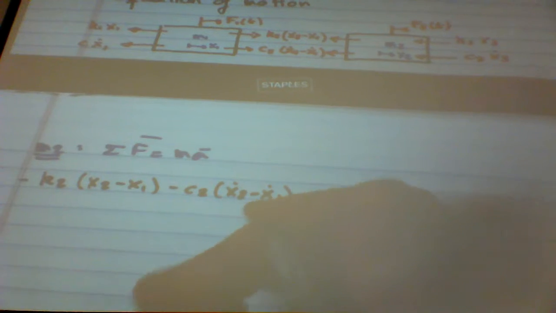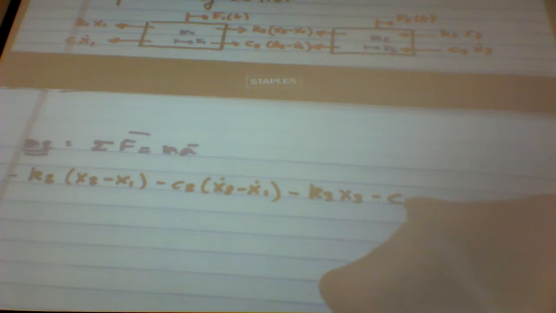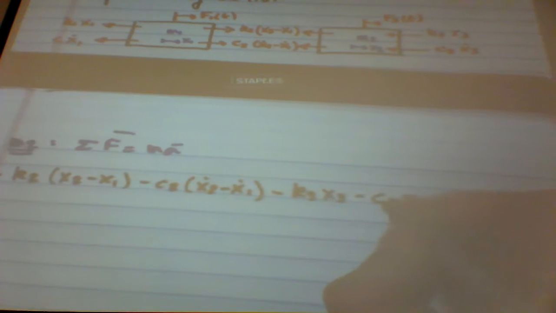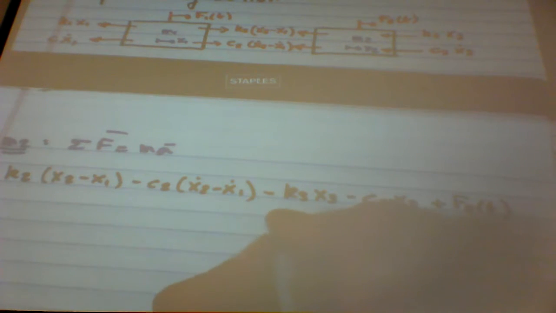Minus K2, no? X2 minus X1, minus C2 X dot 2 minus X dot 1, minus K3 X3, minus C3 X dot 3, plus F2 of T will be equal to what?